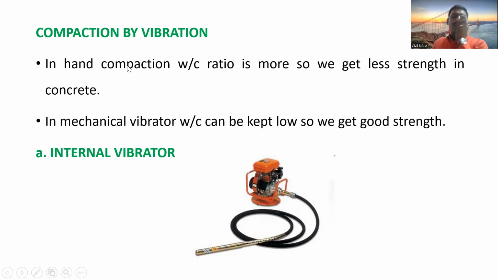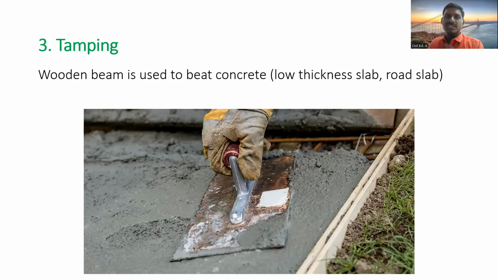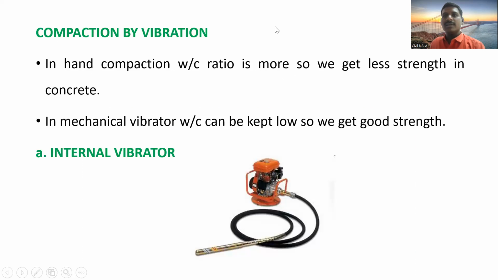The next is, we have seen 3 methods under hand compaction. First is hand rodding, second is ramming, and third is tamping. By using these 3 methods, we can compact the concrete by hand compaction method. Then the second compaction method is vibration, compaction by vibration.